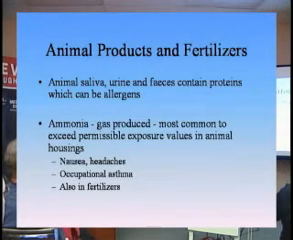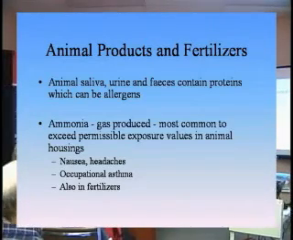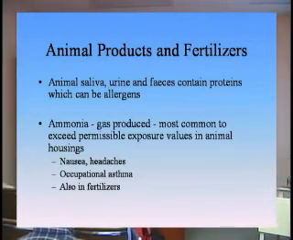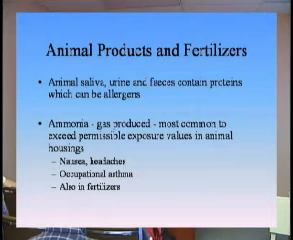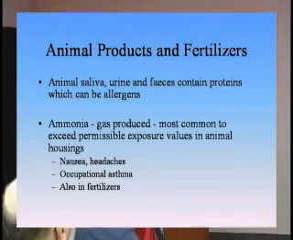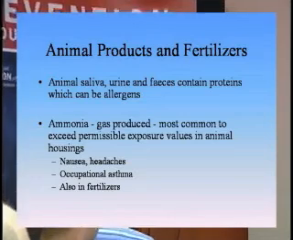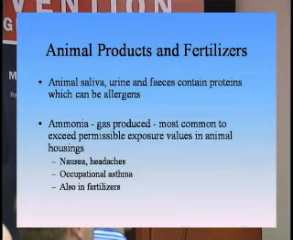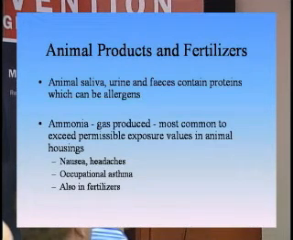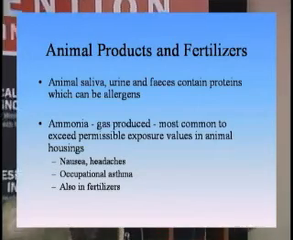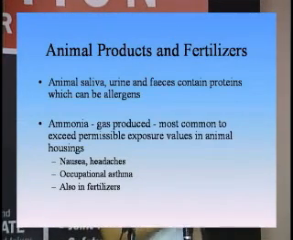Animal products and fertilizers are obviously present in an agricultural setting. You have animal saliva, urine, and feces, which contain proteins that can be allergens for many people. Ammonia is also a gas that's produced from animal products, and it's the most common gas to exceed permissible exposure values in animal housings. High levels of ammonia can cause nausea and headaches. It can cause occupational asthma, and it's found in fertilizers, which isn't too surprising since we all know that animal products are used as fertilizers.